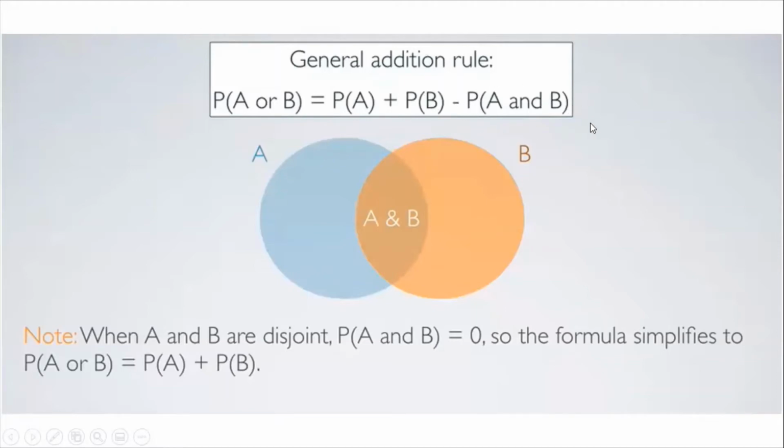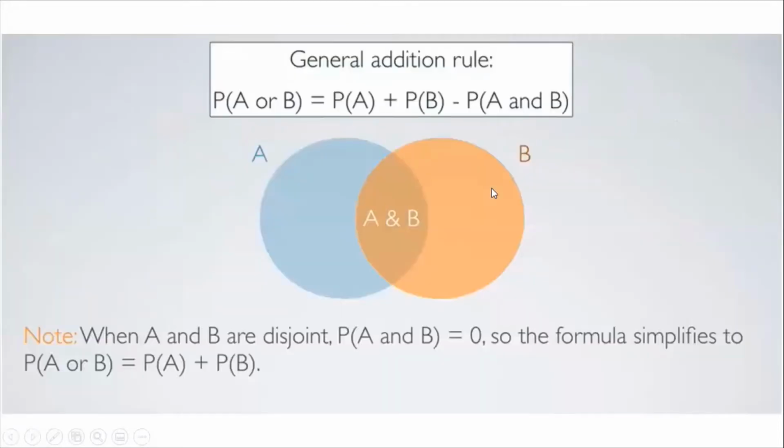But when the events are disjoint, which basically means there is no intersection part, this one is 0. So you can put it or you can leave it, anyway it is 0. So that's why the formula simplifies to the probability of A or B equals the probability of A plus the probability of B.